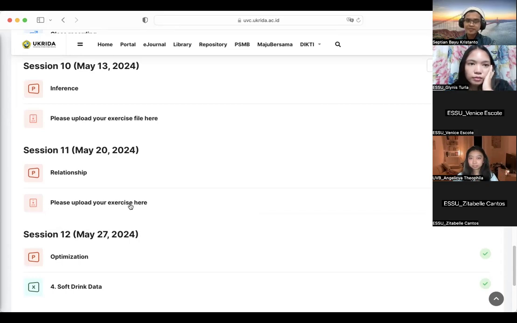And for today, we are continuing our materials. In the last few sessions we talked about the relationships between the variables, and today we need to know about optimizations, or how we optimize our data or our analysis. And for the next weeks, we will learn about the types of uncertainty that should be overcome in our data.